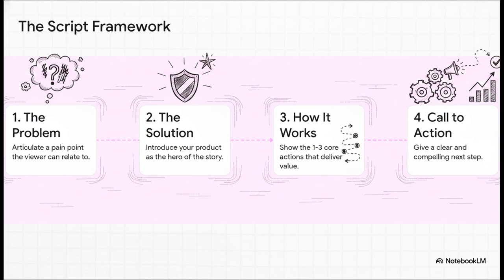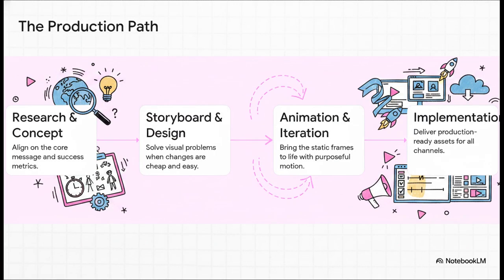And look, it always starts with the script. This classic four-part structure is the absolute bedrock of a great explainer. First, you hit them with a problem they can really relate to. Then, you introduce your product as the hero, the solution. Next, and this is key, you show them the 1, 2, or 3 core steps of how it actually works. And finally, you give them a super clear, compelling call to action. Don't leave them hanging.